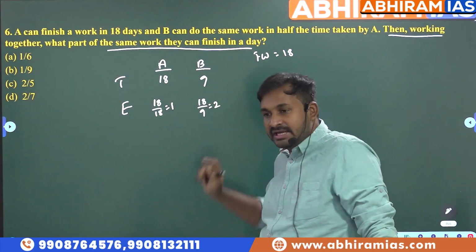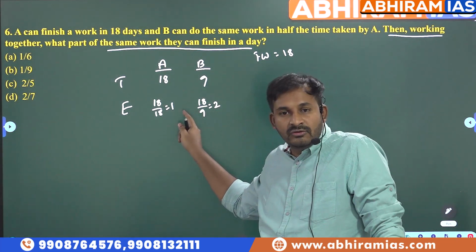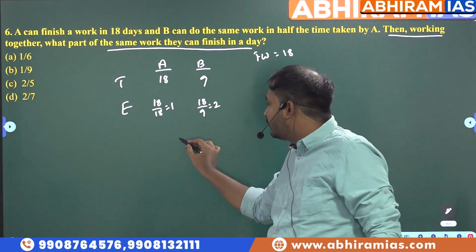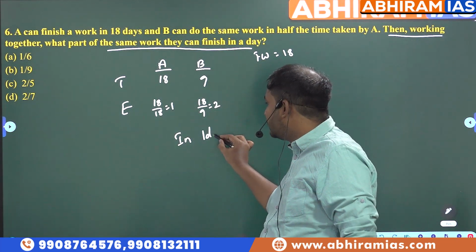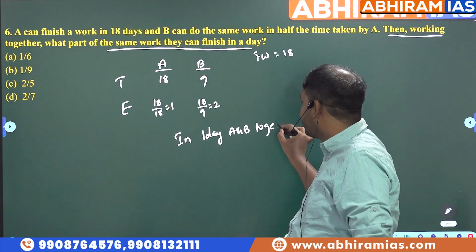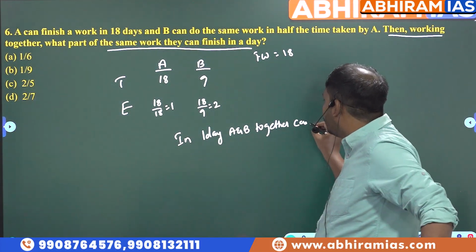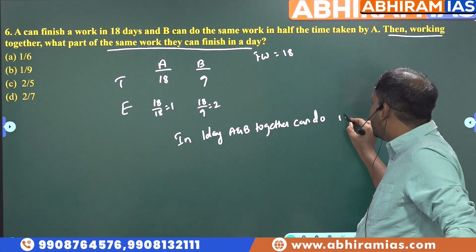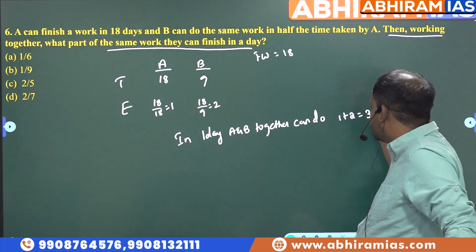That means in one day A can do one work. In one day B can do two work. So in one day, A and B together can do how much work? 1 plus 2, that is equal to 3 work.